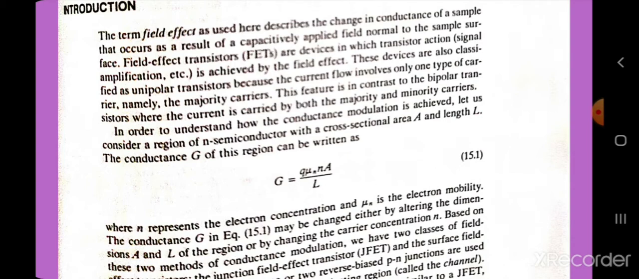Modulation of the channel conductance by either of the two methods causes a variation in the channel current, which is responsible for the transistor action. Since the electric field that modulates the channel conductance is varied by changing the voltage on a third terminal called the gate, FET is a voltage control device. Field effect transistors have many advantages over bipolar transistors. They have considerably higher input impedances than bipolar transistors, and this prevents feedback from the output to the input.